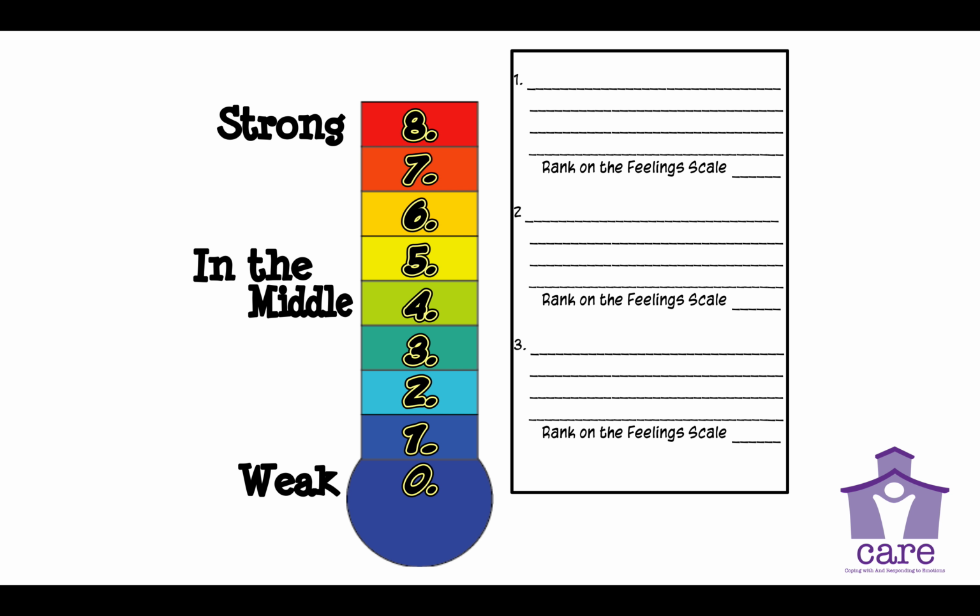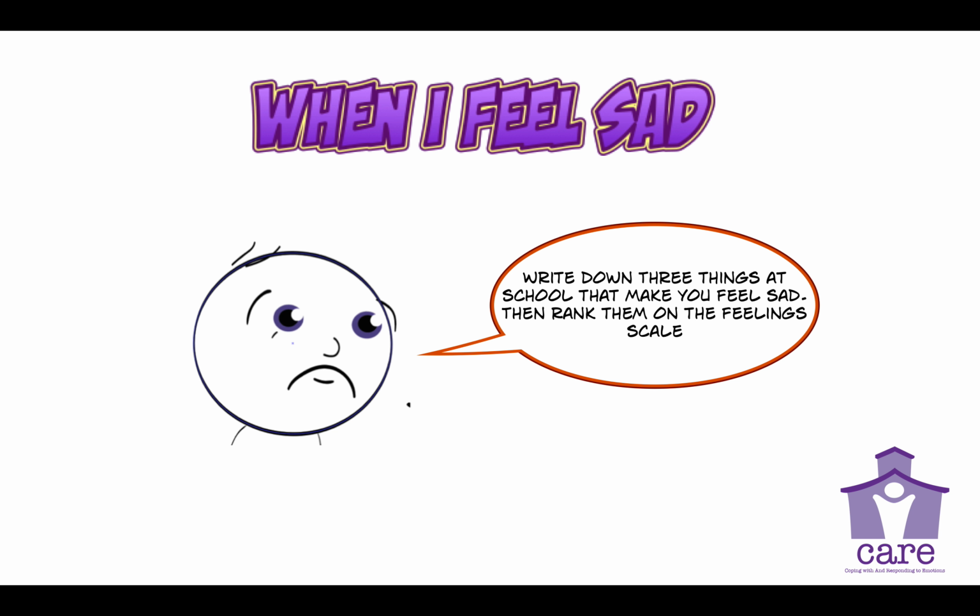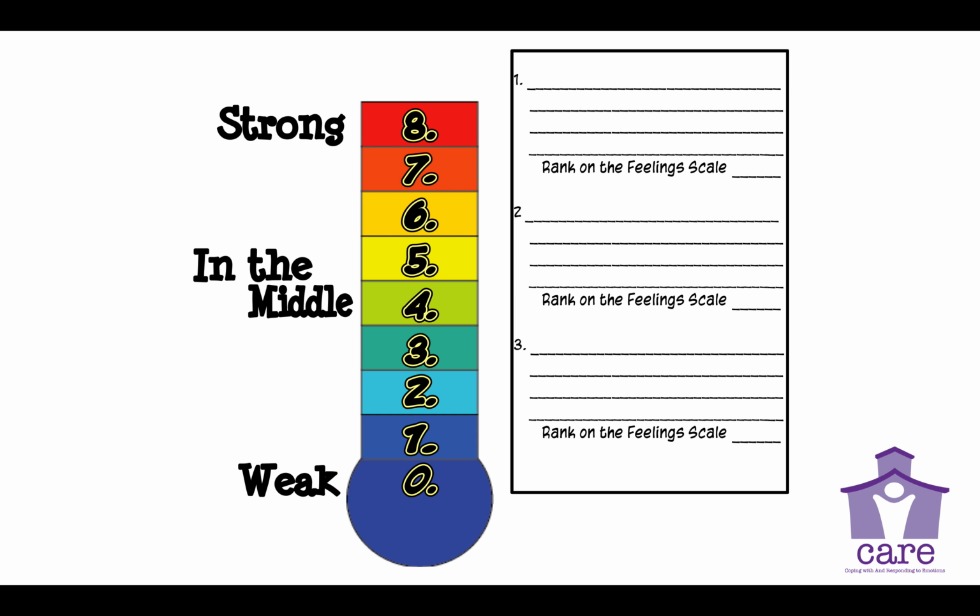So you might need to kind of model for students what that looks like, especially if they're having trouble coming up with an example. And then finally, once students have done angry, they're going to go ahead and do when I feel sad. So same thing. They're going to write down 3 things at school that makes them sad, and then they are going to rank that on the feelings scale.